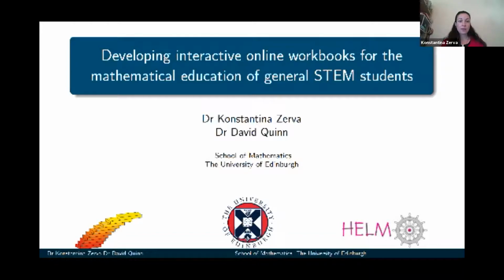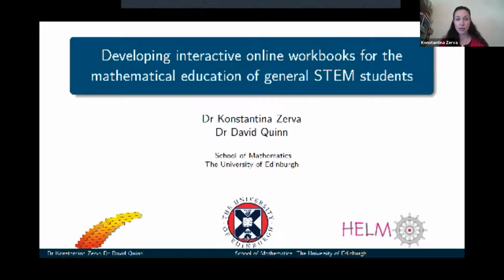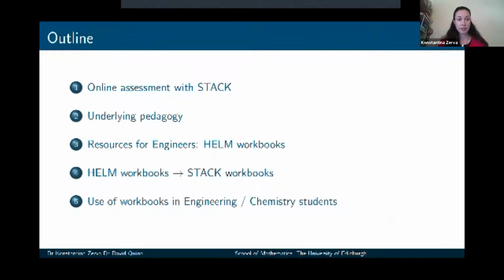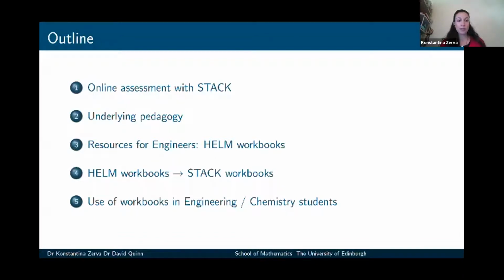The talk is about developing interactive online workbooks for the mathematical education of general STEM students. So here is the outline of the talk. I'll start by introducing the online STACK system and very briefly explain what STACK is. Then I'll explain the underlying pedagogy of the online workbooks. The basis of our project were the HELM sources for engineering. I'll describe how we transform the HELM workbooks into STACK workbooks and how we use them at the University of Edinburgh for our teaching.